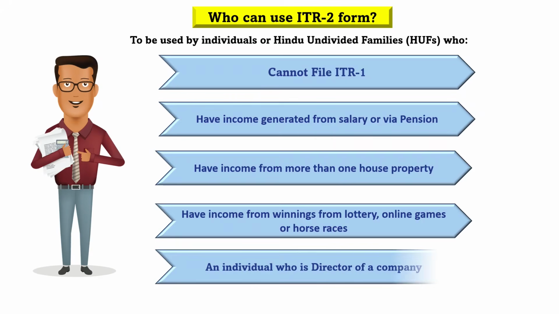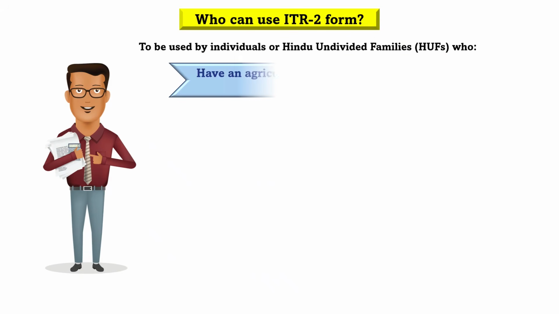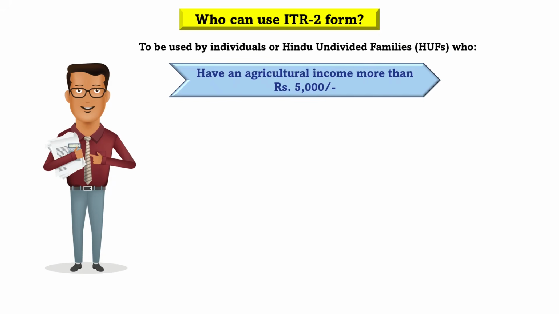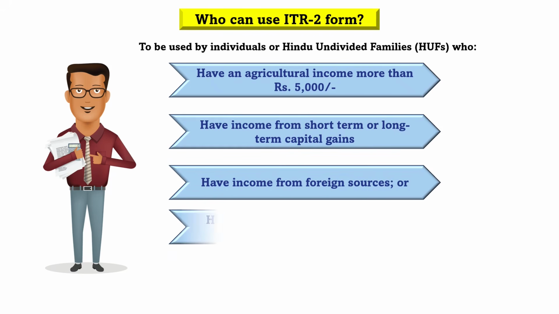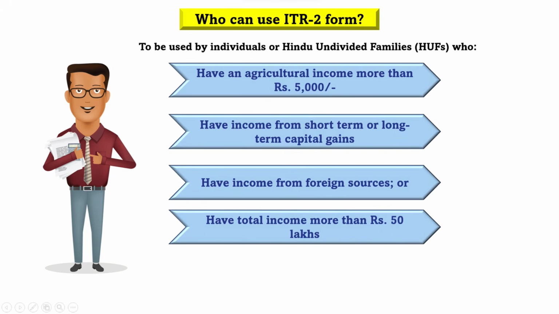Form ITR2 can be filed by an individual who is a director of a company, an individual having an agricultural income more than Rs 5,000, having income from short-term or long-term capital gains, having income from foreign sources, or having total income of more than Rs 50 lakhs can file Form ITR2.